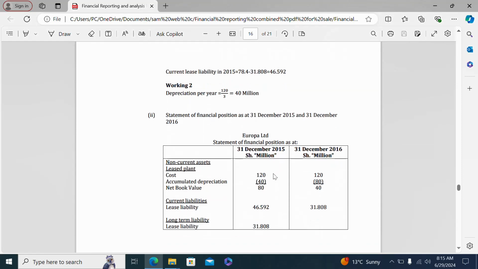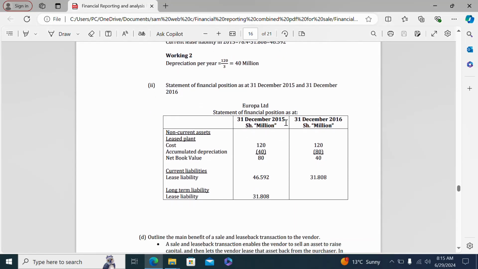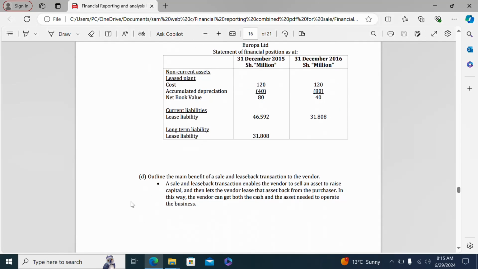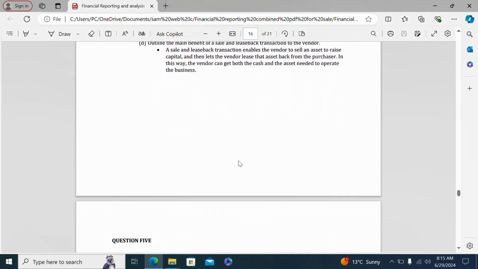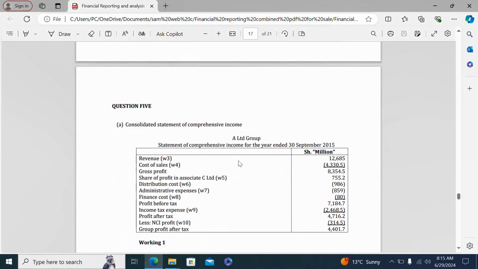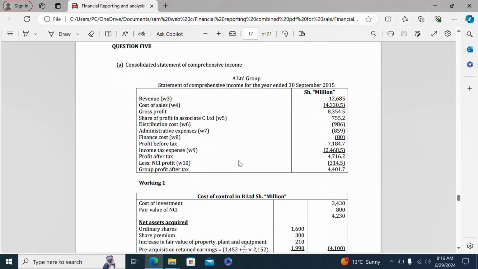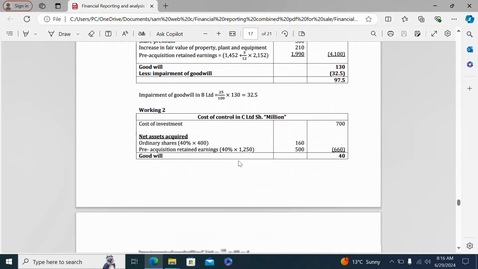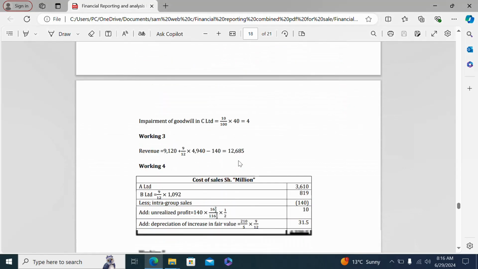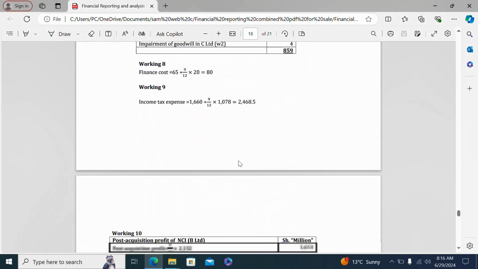And this is the extract of the statement of financial position as at 31st December 2015 and as at 31st December 2016. Then this is the main benefit of a sale and leaseback transaction to the vendor. Then we go to question 5. This is a question on group accounts. We have the statement of comprehensive income. Then we have the workings for that question.